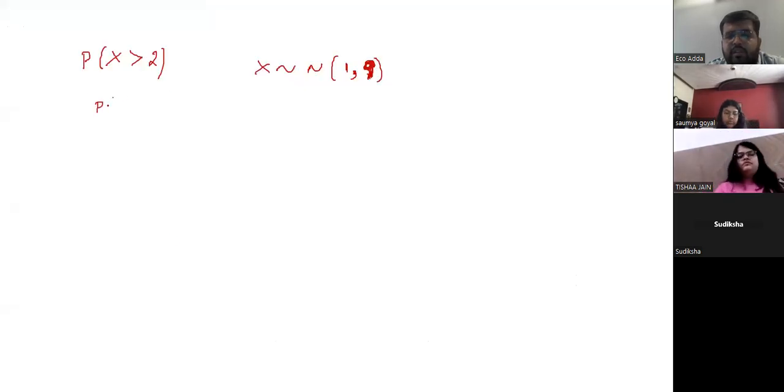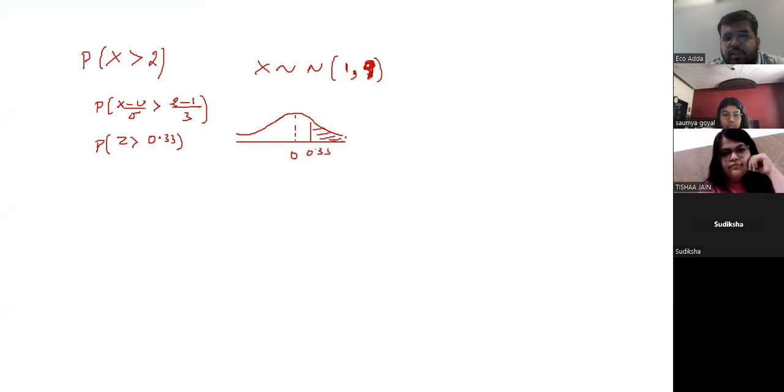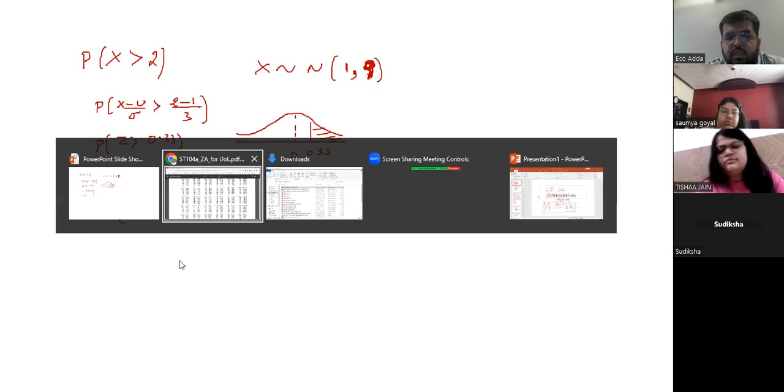So in this case, first of all, we need to convert this into Z. So x minus mu by sigma, 2 minus mu is 1, by sigma is 3. Probability Z is more than 1 by 3, which is 0.33. That means we need to find this area, between 0 and 0.33. This area is nothing but 1 minus phi 0.33.